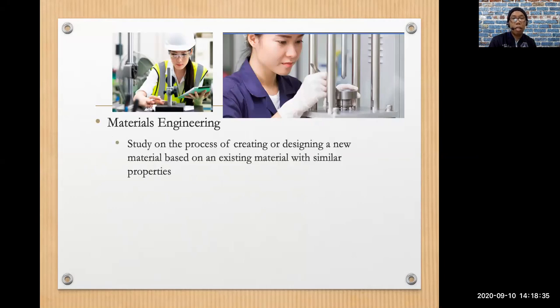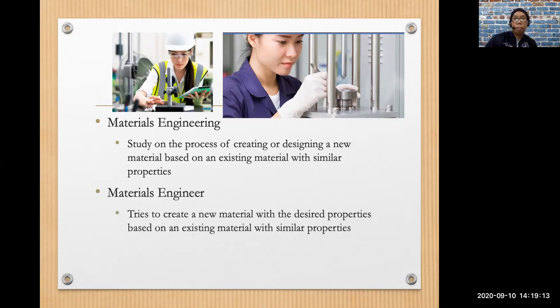Materials engineering is a study on the process of creating or designing a new material based on the existing material with similar properties. So some of you have already mentioned this in your video responses, di ba? Yung you're able to design a new material based on the existing material. So I have heard a number of students mention this in their video responses. Okay, so tama, yun ay materials engineering. So you study the process of creating or designing a new material. So materials engineer, ano yung ginagawa niya? He creates a new material with the desired properties based on that existing material with similar properties. So yan yung magiging isa sa mga responsibilities or tasks ng isang materials engineer.